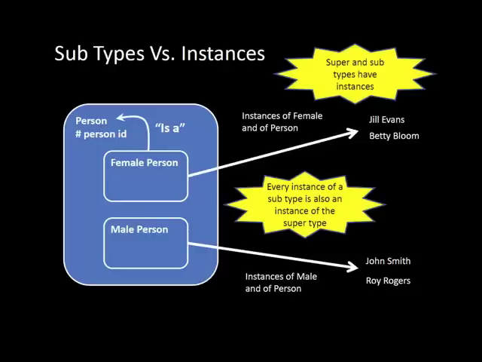Every instance of a subtype is also an instance of the supertype. In the sense we said John Smith is a male person. Here I switched to person. I just didn't put male and female. John Smith is a male person, but John Smith is also a person. Sometimes that is represented as the ISA relationship. Now you don't have to show this in any of the diagrams. This is not part of the ER notation.